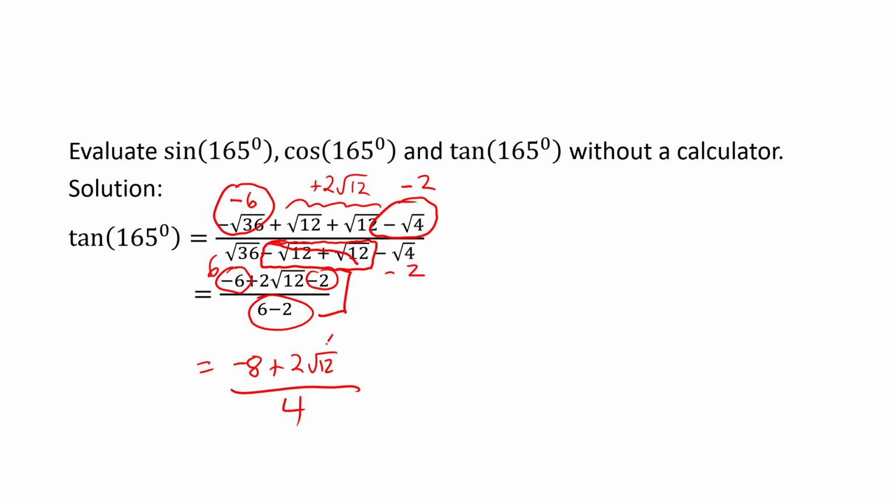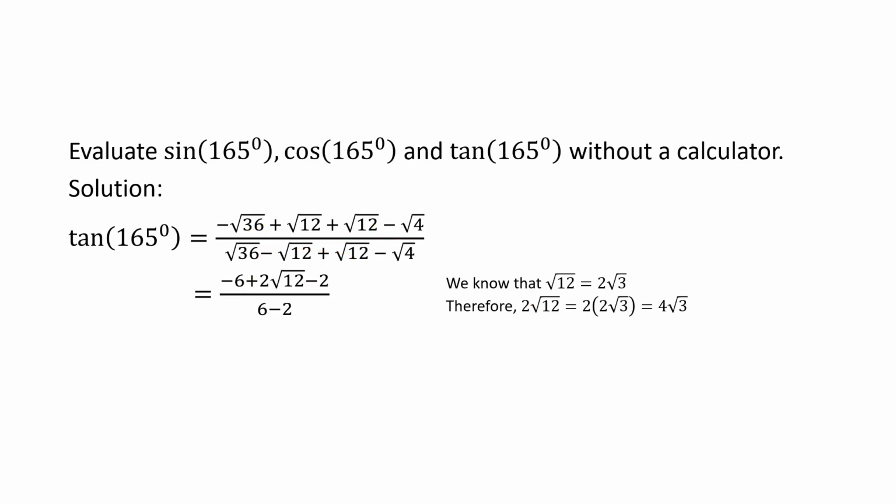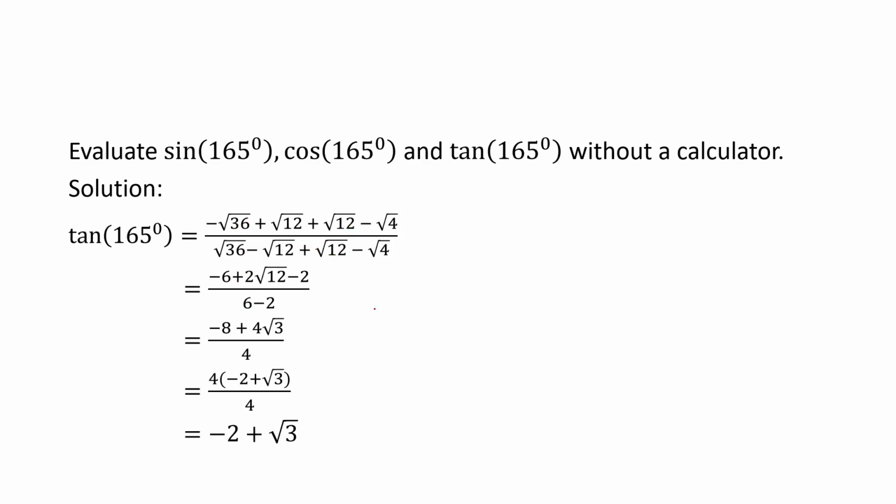But notice that the square root of 12 can actually simplify. The square root of 12 is none other than 2 root 3. So we have 2 times 2 root 3 in the numerator, which is 4 root 3. So actually our numerator is negative 8 plus 4 root 3, all over 4. Which is what we have right here. Then we want to simplify that, so we see that we can factor 4 from the numerator and cross it out with the factor of 4 in the denominator, and we're left with negative 2 plus root 3. So the tan of 165 degrees is negative 2 plus root 3.